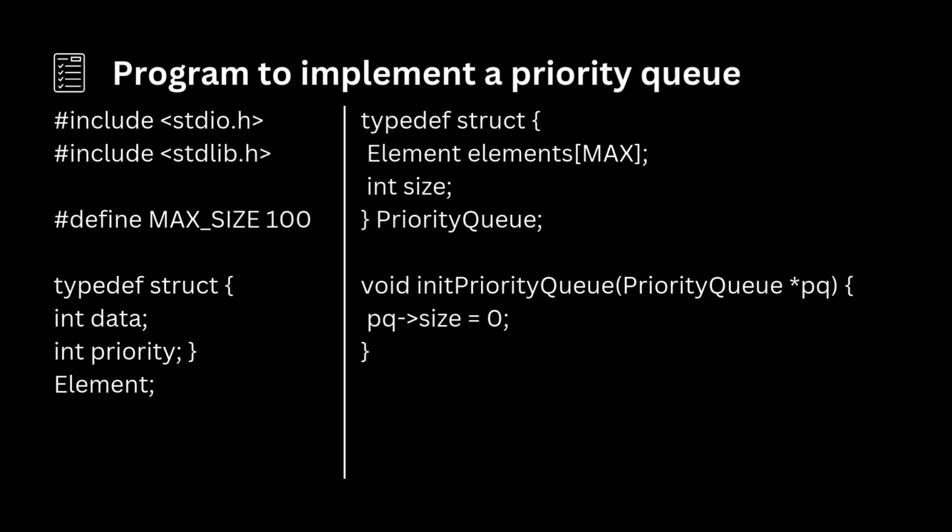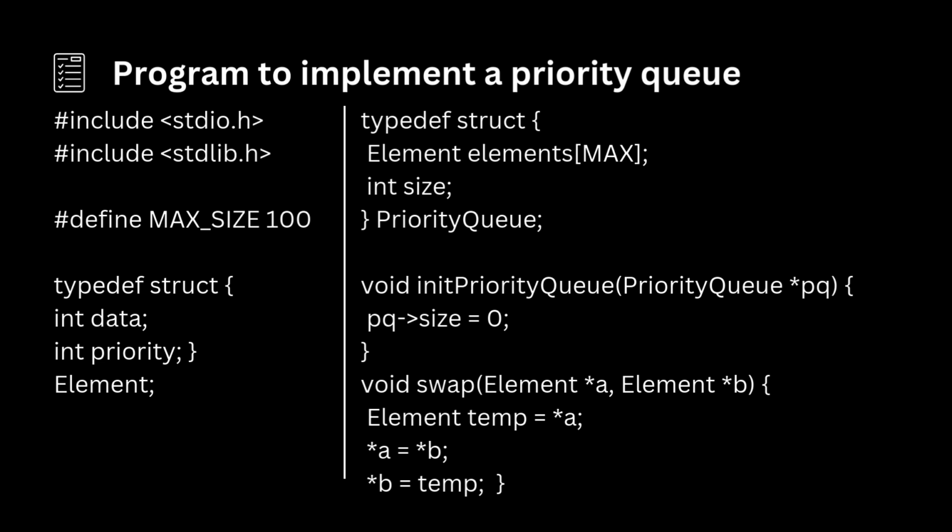Now initialize the function. Here init priority queue initializes the priority queue by setting its size to 0. Write down the utility functions. Here the swap function swaps two elements. This is a helper function used to maintain the heap property during the enqueue and dequeue operations.